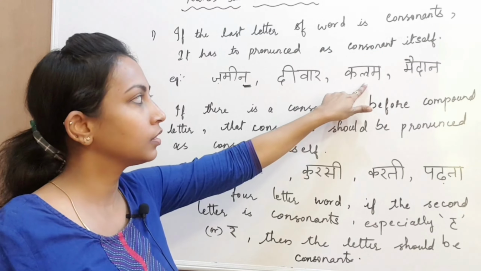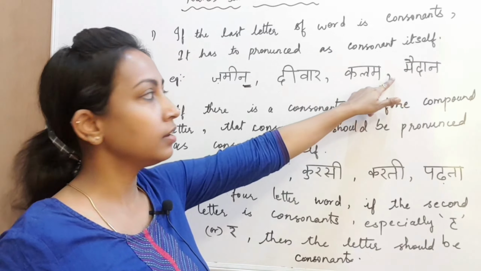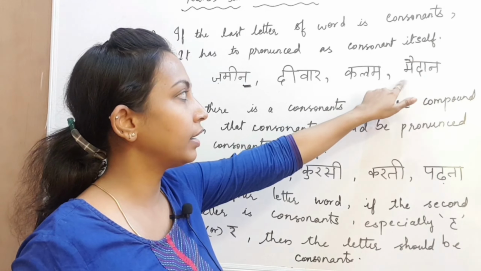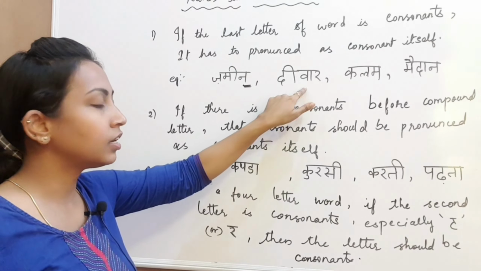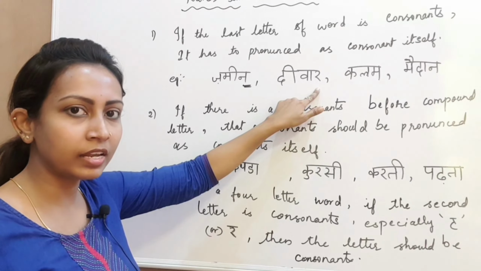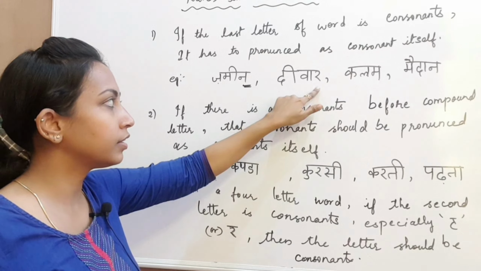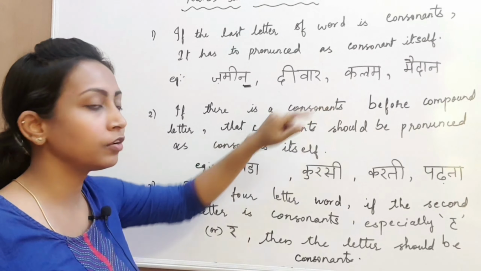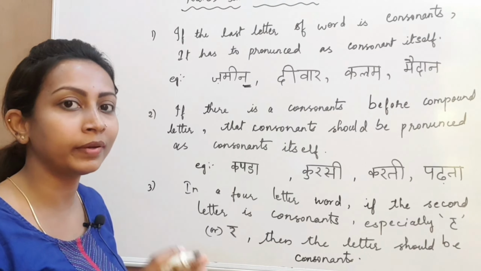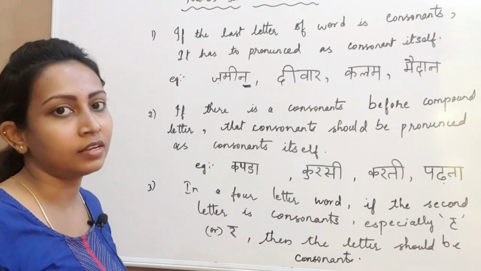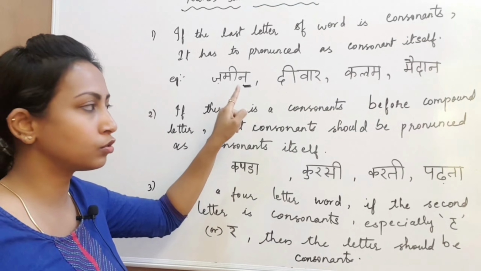Kalama, kalam. Maidana, maidan. Can we say like this? Divara, divara. Can we say like that? No. So we should say divar. The last letter, if there is no vowel symbol, should be pronounced constantly in the same consonant sound. Okay. So this is the first rule.